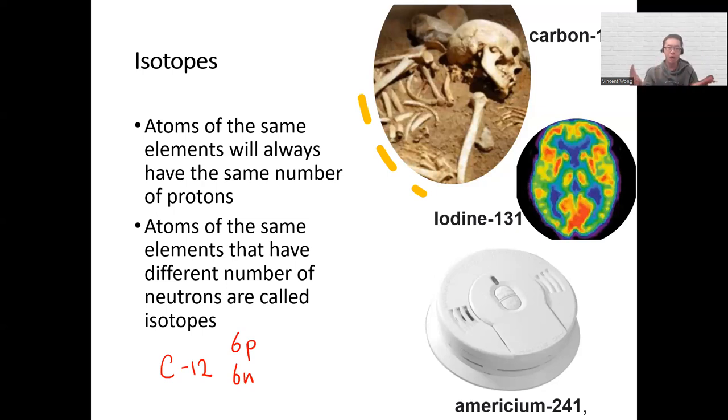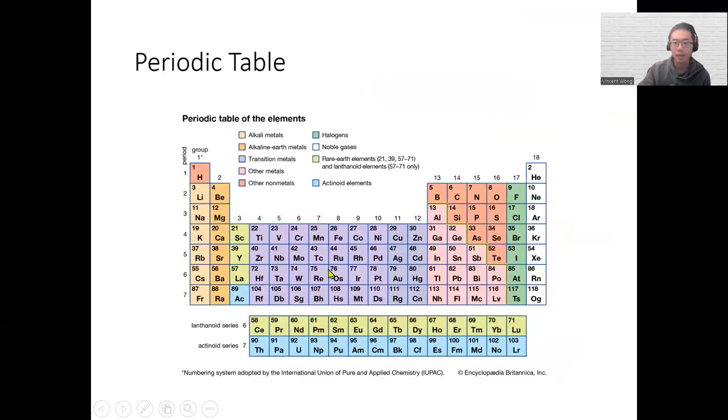All the carbon atoms in the whole world are going to have 6 protons. Protons do not change. Okay? If you add protons, then it becomes a different element. Let me show you on the periodic table. So carbon, it's carbon number, did I say 12? I mean, carbon number 6, sorry. But it has a mass of 12. If you add a proton to it, then it will become nitrogen. If you take a proton away, then it becomes boron, right?